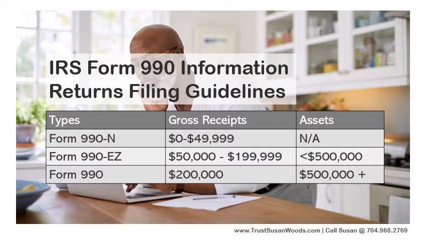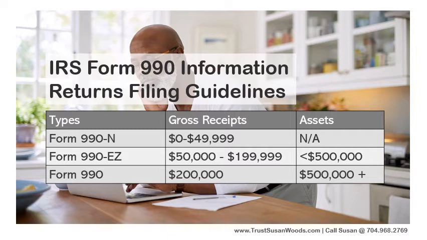You have three major types of Form 990 information returns that you need to understand as a person that works with 501c3 nonprofit organizations. The types include the Form 990N, the Form 990EZ, and the Form 990. So when do you file each one of these types? Well, if your gross receipts are between $0 and $49,999 and you have a minimal amount of assets, then you will file the Form 990N.